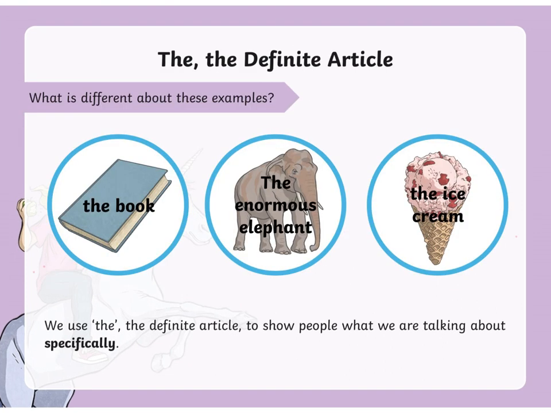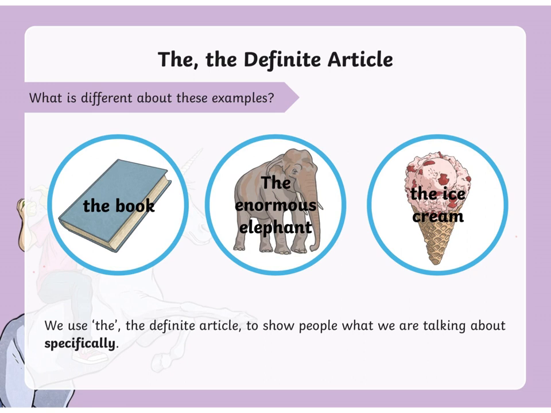Now we have one more article. The is a definite article. The क्या है? Definite article है. What is different about these examples? अब हम examples देखेंगे और समझने की कोशिश करेंगे. What is the difference between these examples? The book, the enormous elephant, the ice cream. We use the definite article to show people what we are talking about specifically.